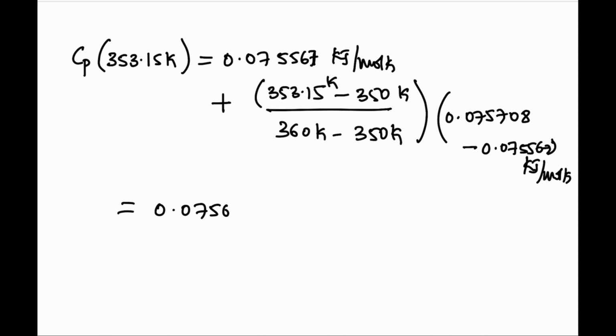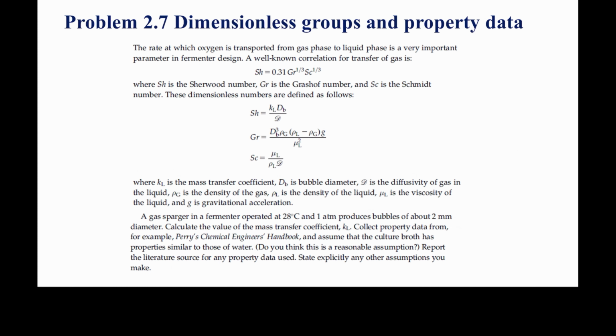If you notice this, the value is in between the two values, that is between 350 and 360 Kelvin. This is basically dimensionless group and property data. So we need to retrieve some data from the handbook, and we need to perform the calculation. The problem statement is, the rate at which oxygen is transported from a gas phase to liquid phase is a very important parameter in fermenter design.